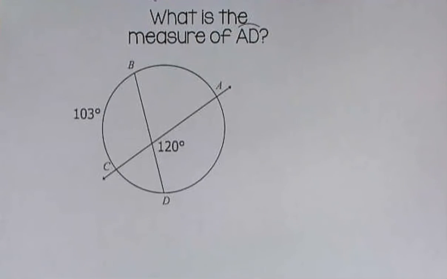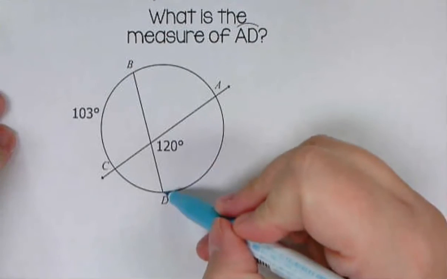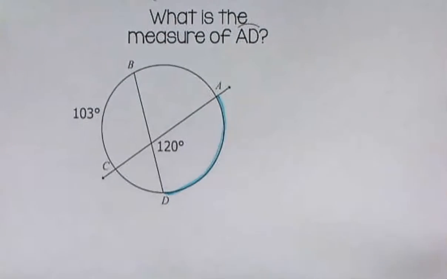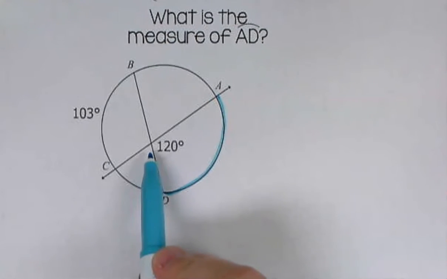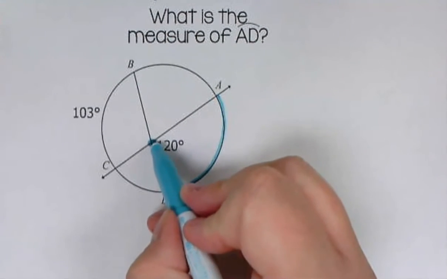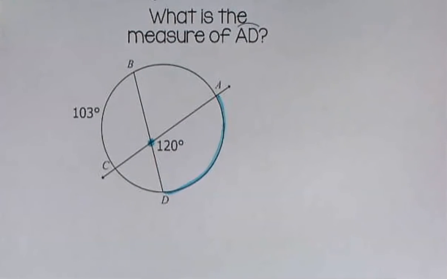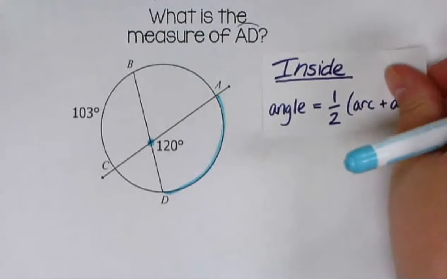What is the measure of arc AD? All right, well, there's arc AD. It's intercepted by this 120-degree angle. So where's the vertex for that angle? It's inside the circle. So this is going to go with the inside rule.